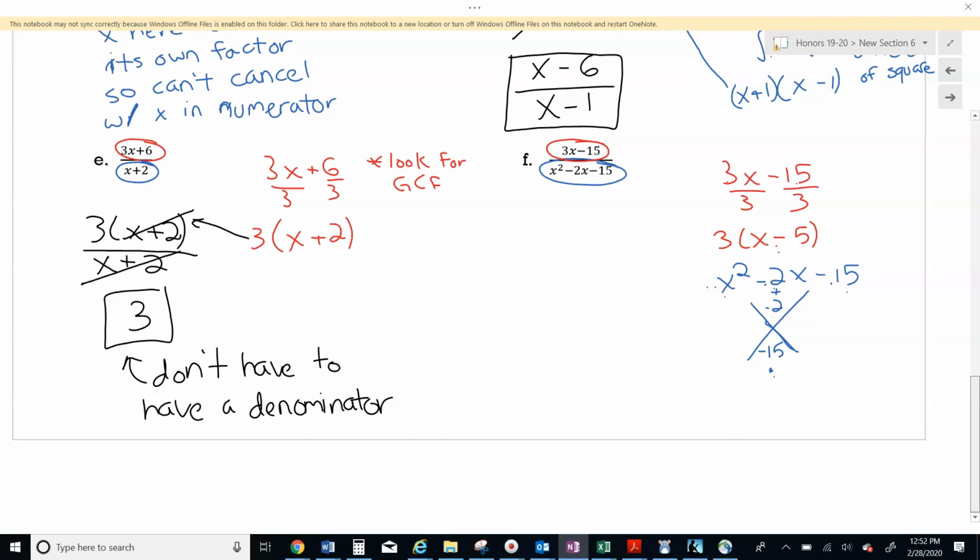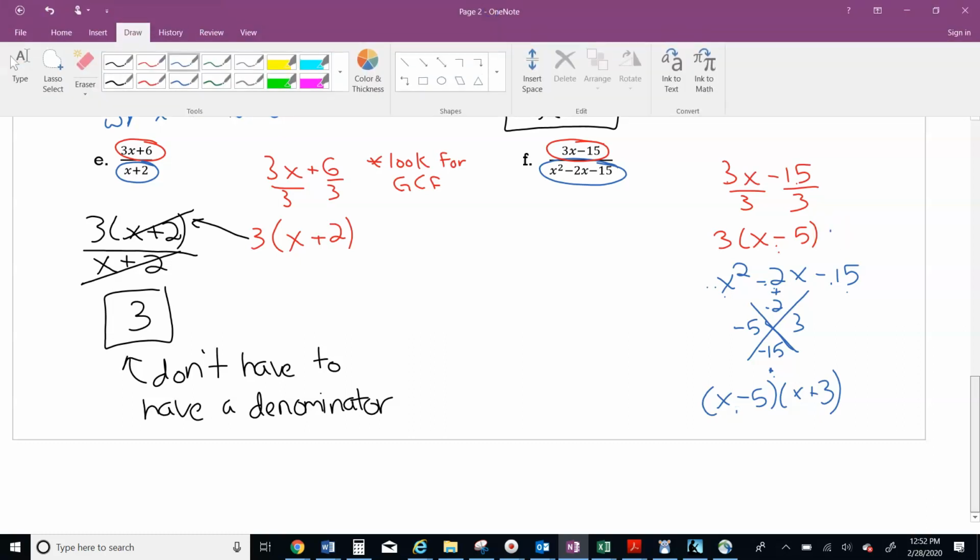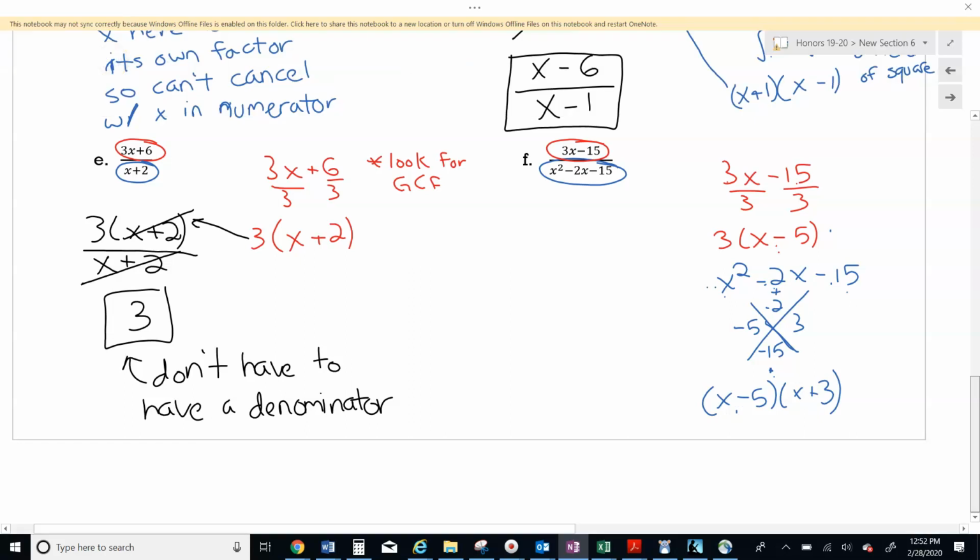Okay. -5 and +3. So that's x minus 5, x plus 3. Something that can help you out to look for is I probably wouldn't give you a problem that doesn't do anything. So it's probably a good thing that you have common factors, because otherwise it's not much of a problem.